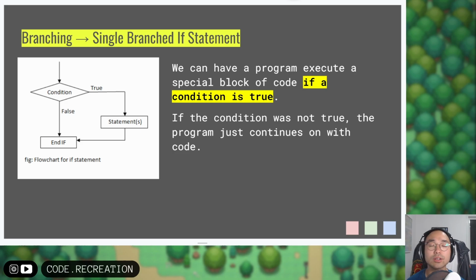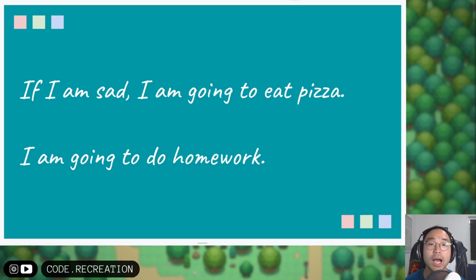So let's talk about branching. If we create a single branch, that's called an if statement. We can have a program execute a special block of code only if a certain condition is true. If the condition isn't true, the program will just skip that block of code and go on to the next. An example would be: if I'm sad, I am going to eat pizza. I am going to do homework. In this scenario, it sounds like I'm going to do homework no matter what, but we have a condition where I can eat pizza, and that condition is me being sad is true. So it says, if I am sad, I'm going to eat pizza. And no matter what, I am going to do homework.